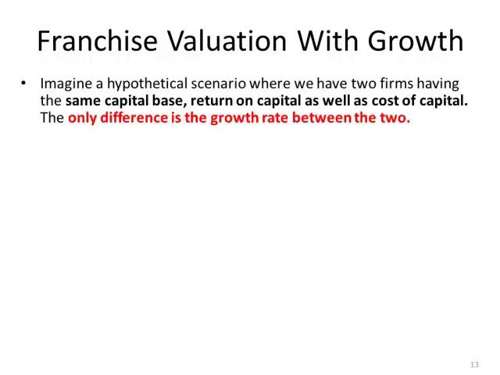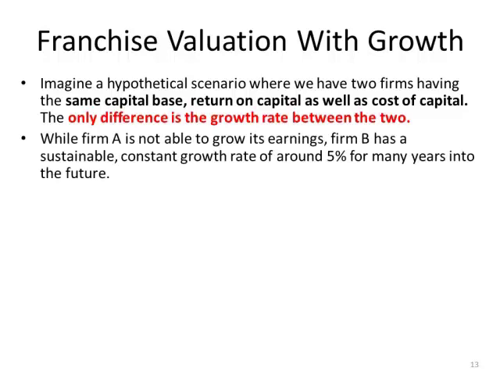So now let's imagine a hypothetical scenario where we have two firms having the same capital base, return on capital as well as the cost of capital. But the only difference is the growth rate between the two. Right? So the two firms have identical C, capital base, identical ROIC, return on invested capital, and identical R, the cost of capital. The only thing that's going to vary is G, the growth rate. So how does this affect the relative valuations?